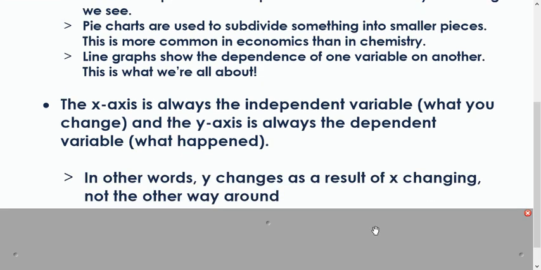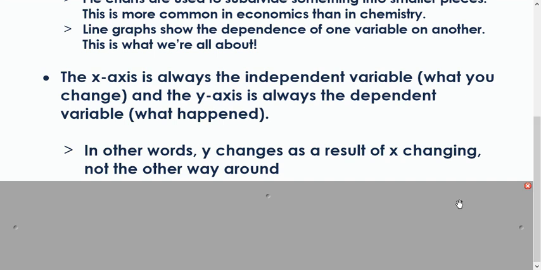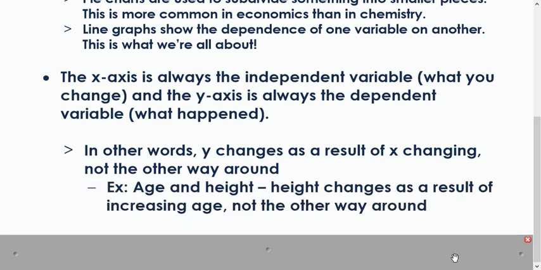So in other words, your y variable, your vertical axis, changes as a result of x, not the other way around. I think this little example is helpful for some students when you're thinking about age and height. Okay, your height changes as a result of your increasing age, not the other way around. You don't age because you get taller. You get taller because you age. So age would be your independent variable, and your height would be your dependent. Height is dependent on age, not the other way around.